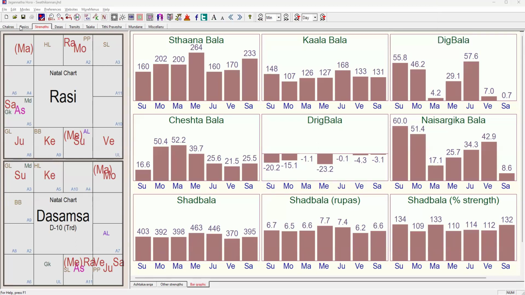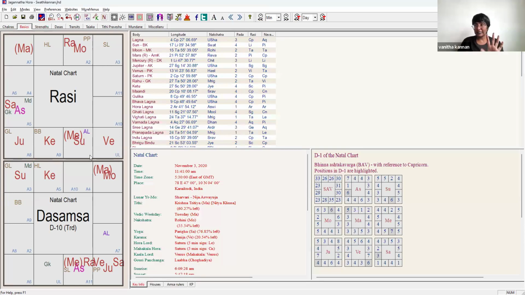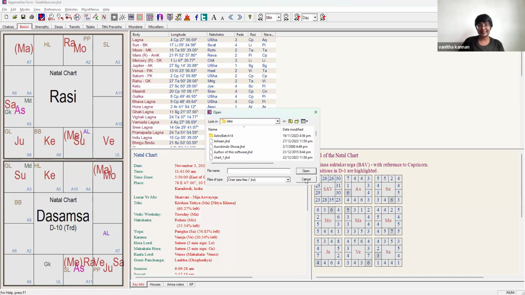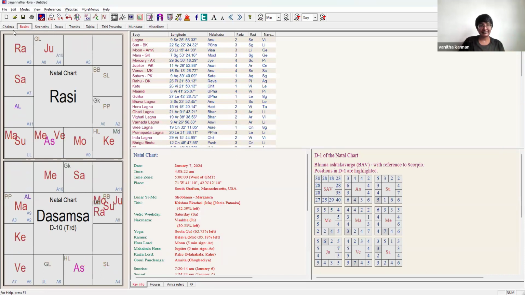Now, as an example, we saw this aspect many times. Let's have one example. For this chart, I don't want to show this one. Let me go with today's chart. Okay, this is today's chart. Consider this one. The ascendant is in which Rasi? Ascendant is in which Rasi?